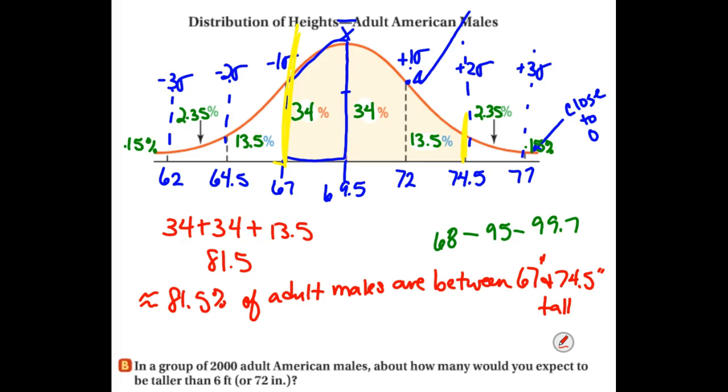Okay. Our next question says, in a group of 2,000 adult American males, about how many would you expect to be taller than 6 feet, or 72 inches? We want to be taller than 72. Can you see where we're looking on our graph? We want to be from here on up, correct? What's a quick way we could figure that out?